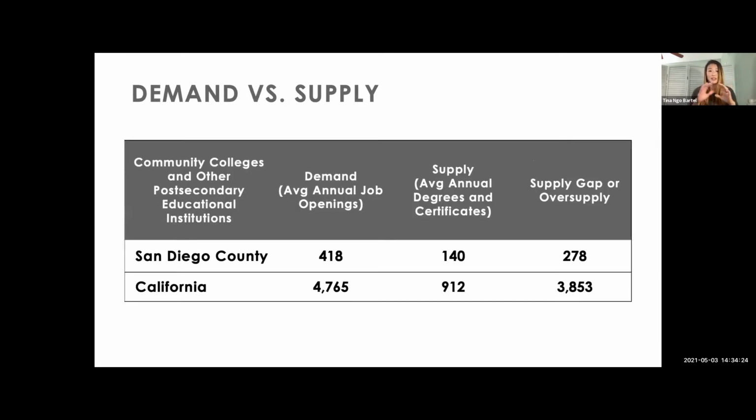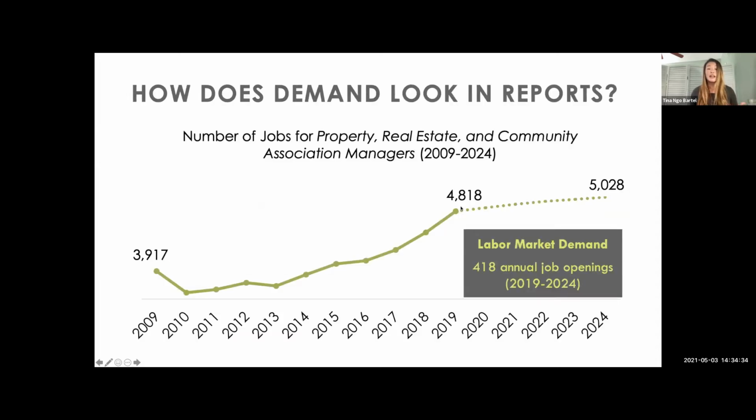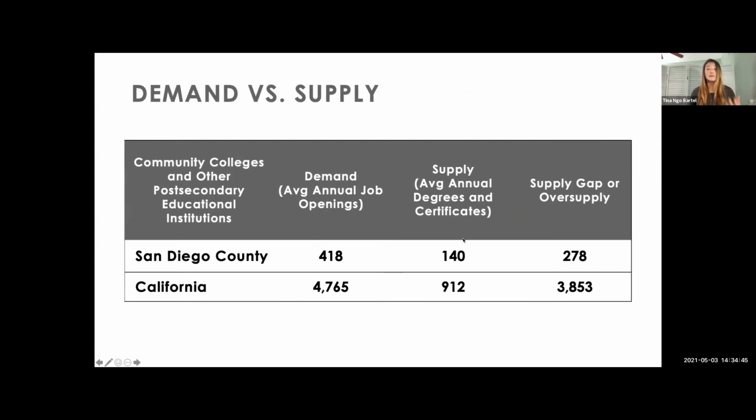So demand and supply is really a basic number. We looked at the average annual job openings, which we discussed earlier. Out of about 4,800 positions, there are 418 annual job openings available. That's what you see here. And then supply, again, is the number of degrees and certificates. There were about 140. So you take the two numbers and you subtract it. So for this particular occupation, there is a supply gap in our region each year of about 278 positions.